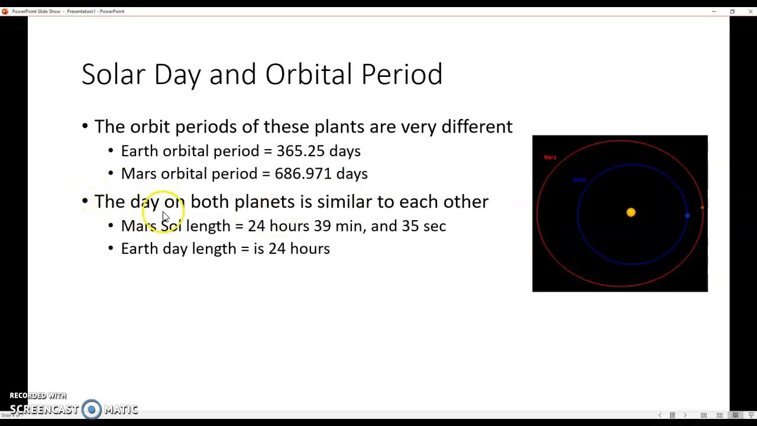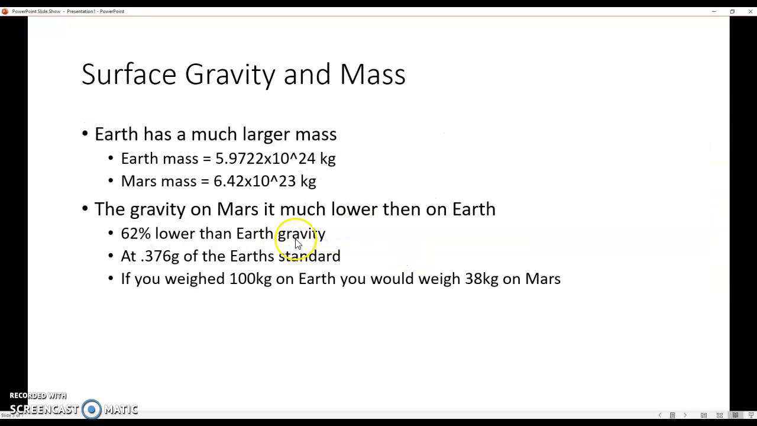The day on both planets is similar to each other. Mars' day is called a sol, not a day. Mars' sol length is 24 hours, 39 minutes, and 35 seconds, while Earth's is just 24 hours, so it's only a 40 minute difference in the day.